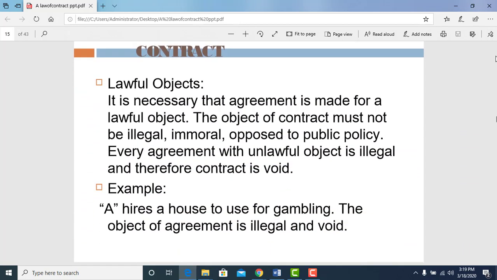Lawful objectives. It is necessary that agreement is made for a lawful object. The object of contract must not be illegal, immoral, or opposed to public policy. Every agreement with unlawful object is illegal and therefore the contract is void. For example, A hires a house to use for gambling. The object of agreement is illegal and void because in Pakistan gambling is not legal, right?